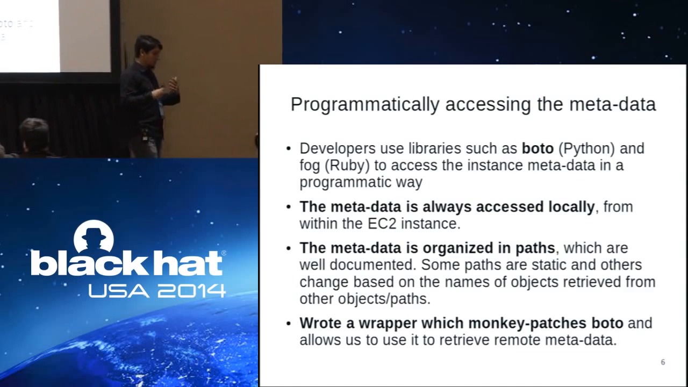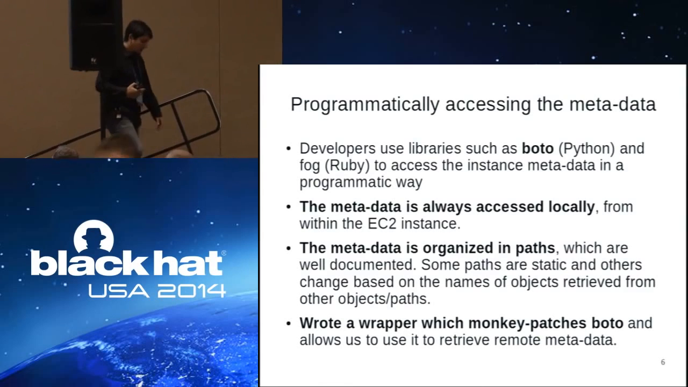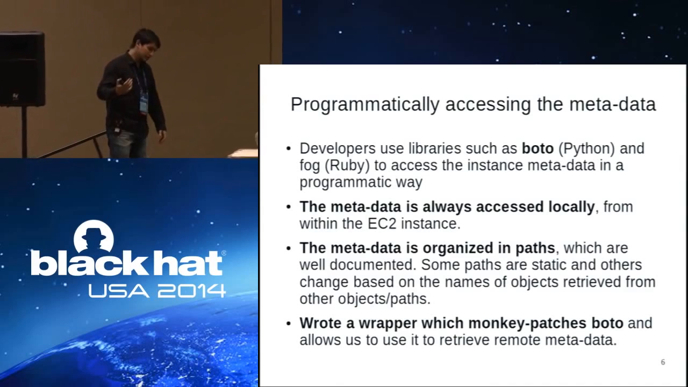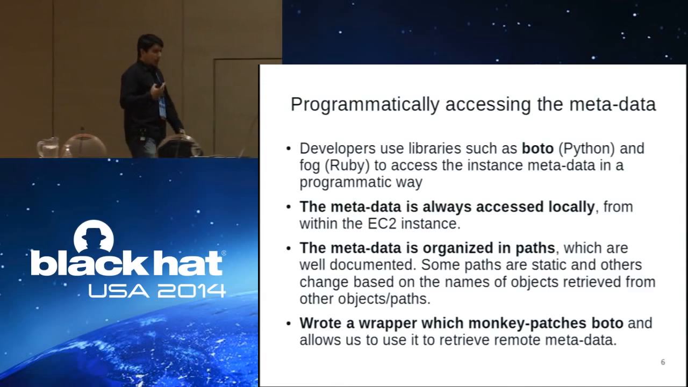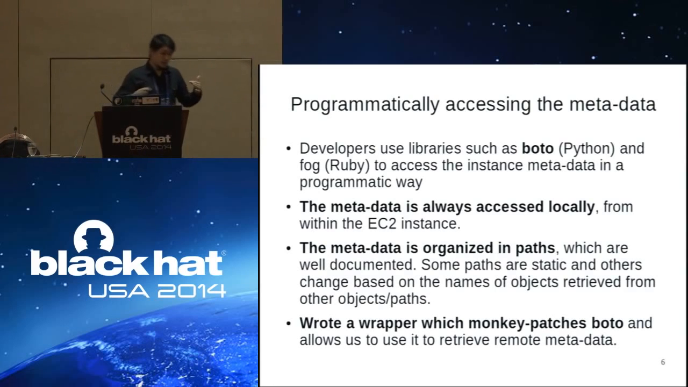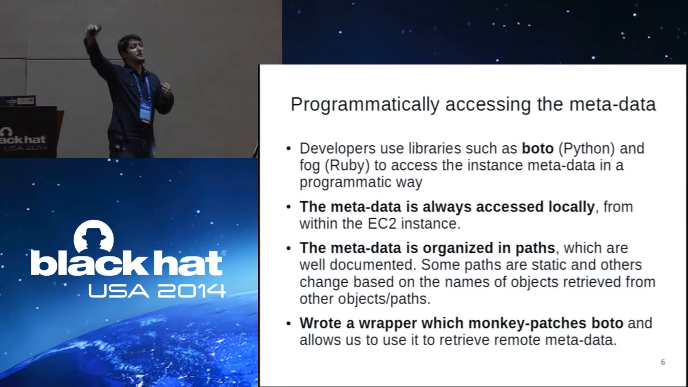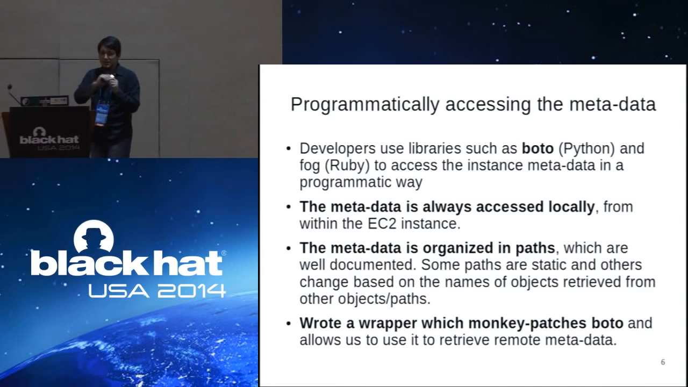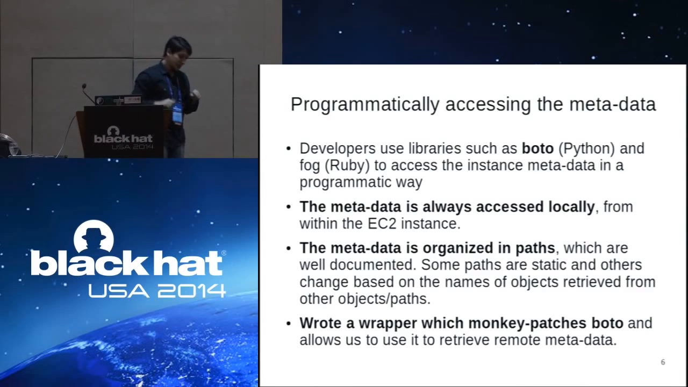So I wanted to programmatically access that information, and I'm a Python guy, so I wanted to use the Boto library. So I did it, all right? I wanted to access that remote instance metadata using Boto, but Boto only knows about accessing that local IP address, that 169 IP address.